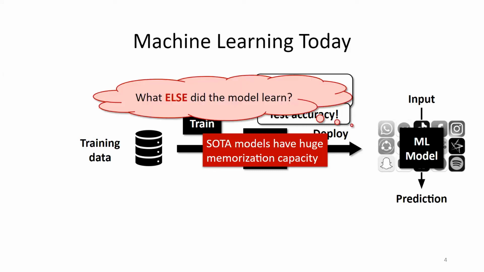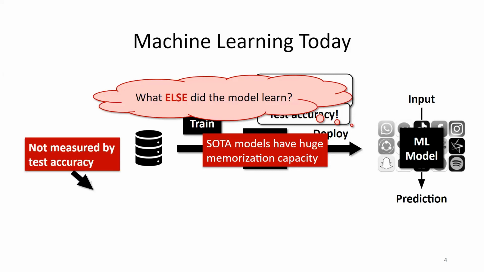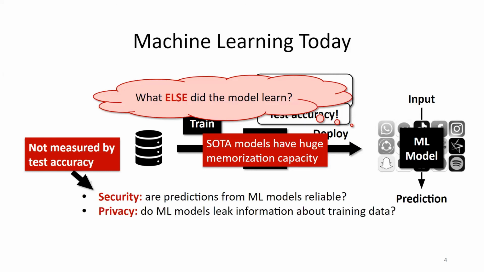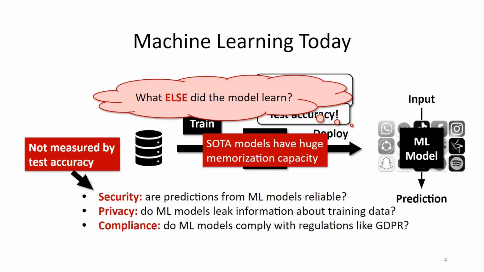There are many other important properties that are not measured by test accuracy. For example, security vulnerabilities. Are these predictions from the model reliable? There could be privacy leakage. Do models leak information about their training data? Especially nowadays, training data can often be sensitive user information. There are compliance problems. Do these models comply with regulations like GDPR? In this talk, I wish to give you a sense of how we can measure these properties that are not measured by test accuracy.